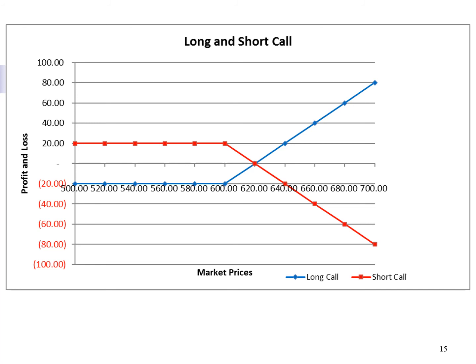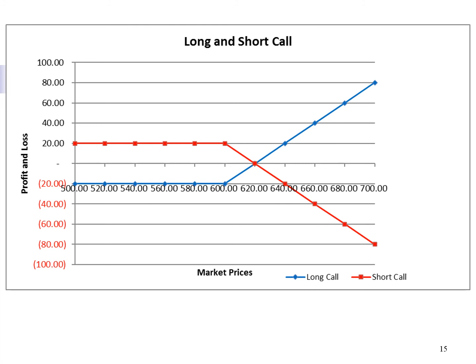The call seller is in a profit position until the stock price rises above $620, which is the strike price of $600 plus the call premium of $20. For market prices above $620, the call seller's loss per share will rise dollar for dollar with the market price. The call seller has unlimited loss potential with limited profit potential.